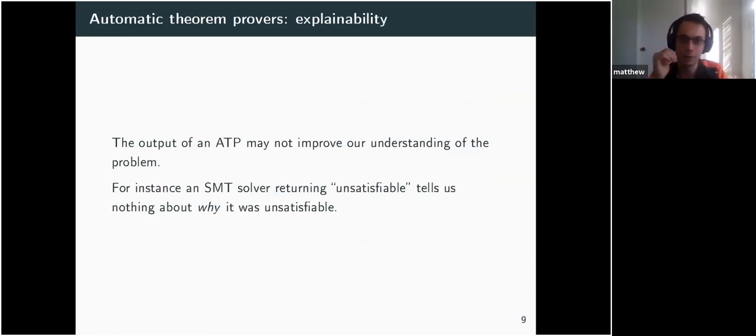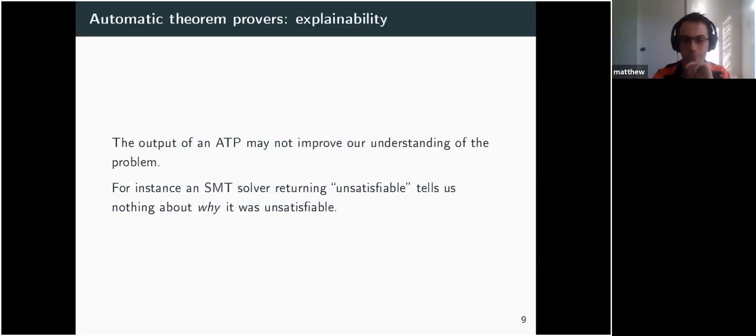Finally, another drawback of automatic theorem provers is that the output of the theorem prover may not actually improve our understanding on any level. If it returns unsatisfiable, there is no assignment of variables. Often some theorem provers do try to return information, but many theorem provers will just say no, and it doesn't give you any idea of why it wasn't satisfiable or why the property didn't hold. It just gives you a yes/no answer.